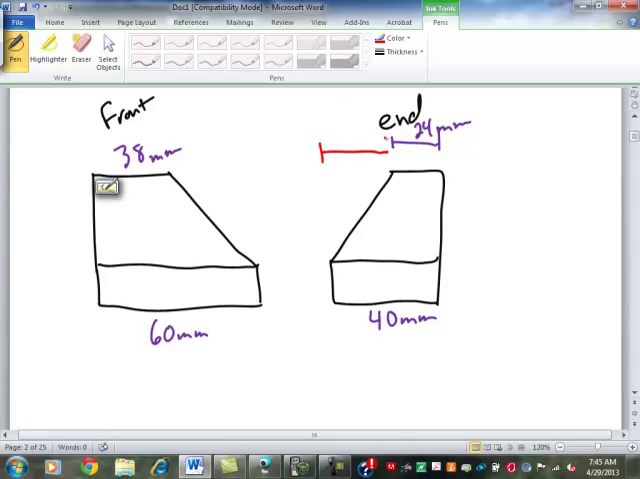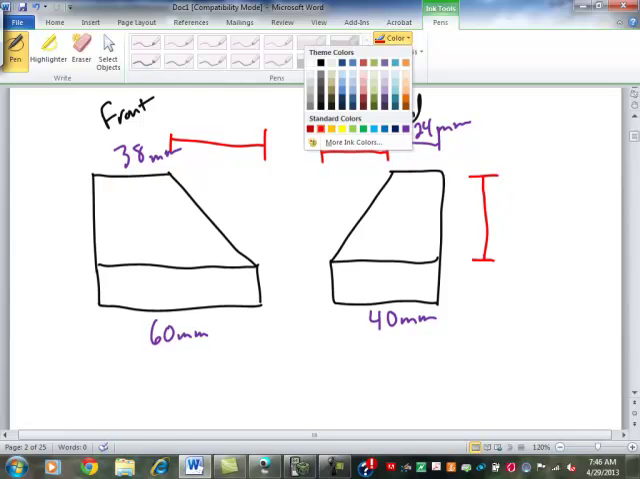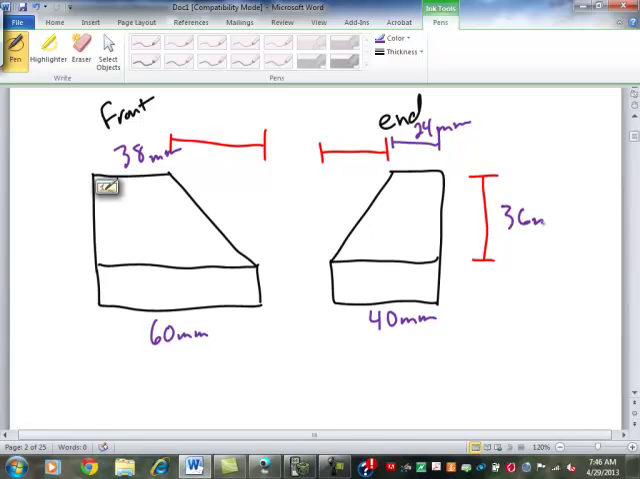The dimensions we want are this one, and we need this one here, the depth. Now I'm going to go ahead and give you that depth is 36 millimeters. What's this dimension here have to be? 16. Good. The 40 minus the 24. How about this one? 22. The 60 minus 38 is 22. So we have those dimensions.